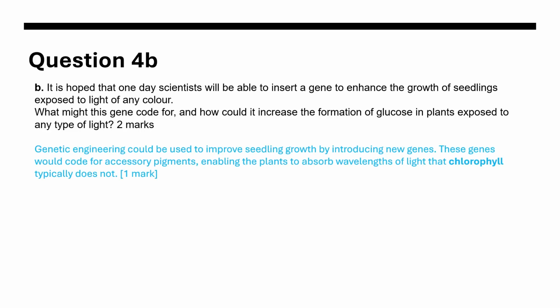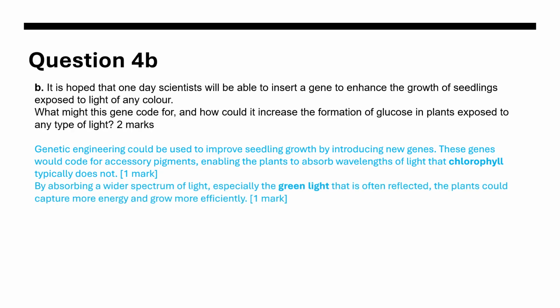Genetic engineering could be used to improve seedling growth by introducing new genes. These genes would code for accessory pigments, enabling the plants to absorb wavelengths of light that chlorophyll typically does not. By absorbing a wider spectrum of light, especially the green light that is often reflected, the plants could capture more energy and grow more efficiently.